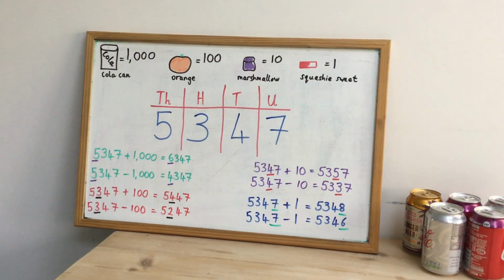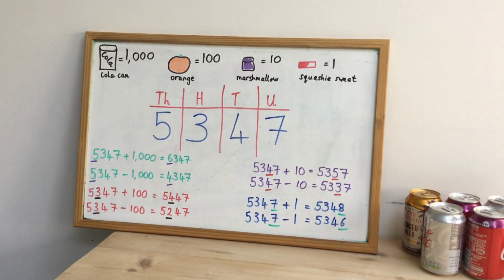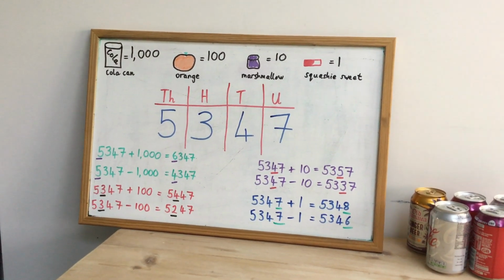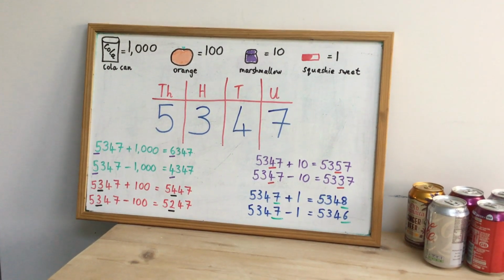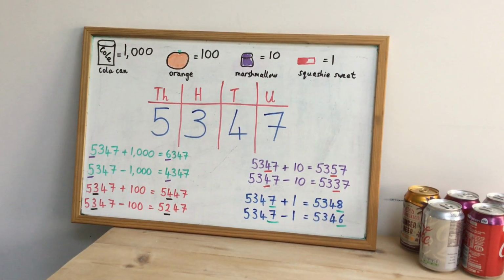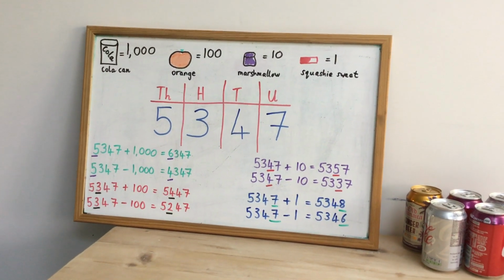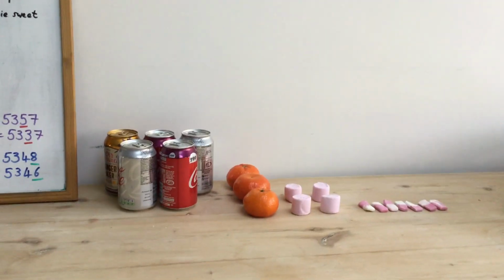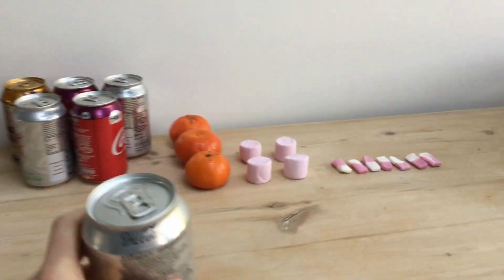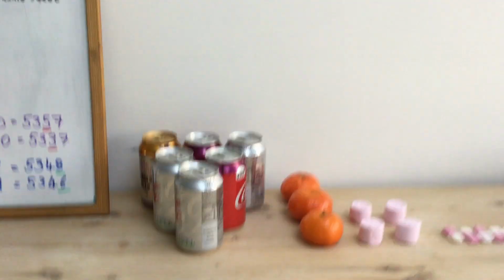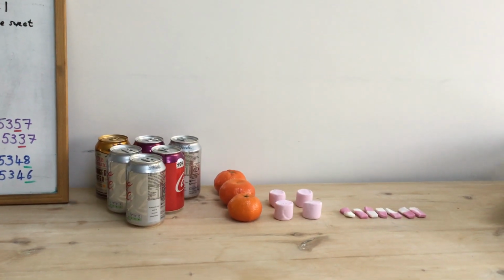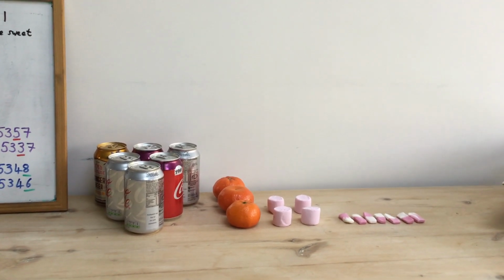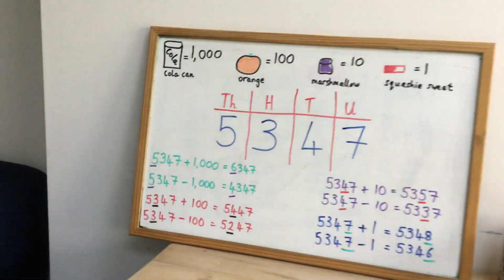Now we're going to try and use these objects to practice adding and subtracting thousands, hundreds, tens and ones. So first of all, let's have a look at adding and subtracting thousands. So if I want to add 1,000 to my 5,347, I'm going to do that practically first of all by putting in an extra can of Coke. There's an extra 1,000 on. The new number I've made then is 6,347. You can see that on my calculations.